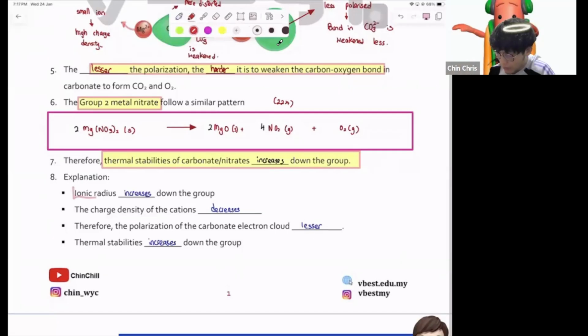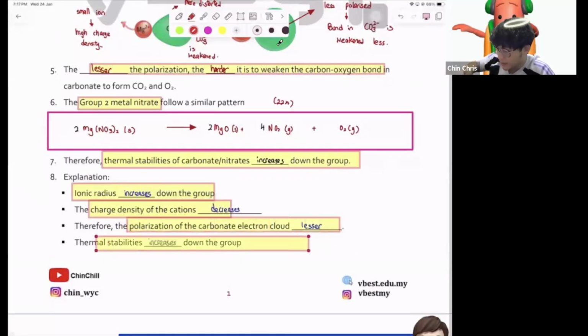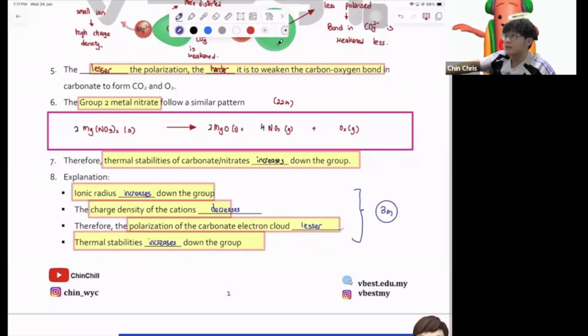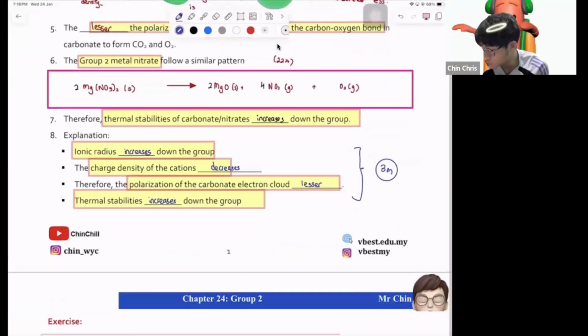Let me highlight the keywords for you. Ionic radius increases down the group. Charge density decreases down the group. Polarizing of your anion is less. Thermal stability increases down the group. Guys, this entire explanation can be 3 marks in the exam. Please write it down. This is a 3 marks answer in the exam. It's always the same standardized answer. Please write it down. Done. Great. Can I move on? Alright guys, page 2 now.